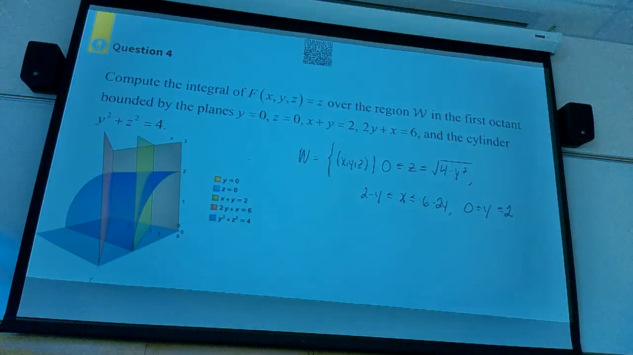Next. Remember, once you get Z, what we're really doing at that point is now look at the projection of our solid onto the XY plane and then describe that new domain.